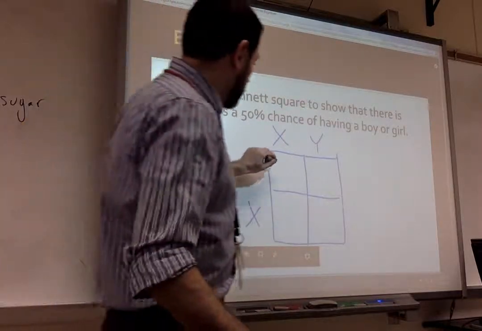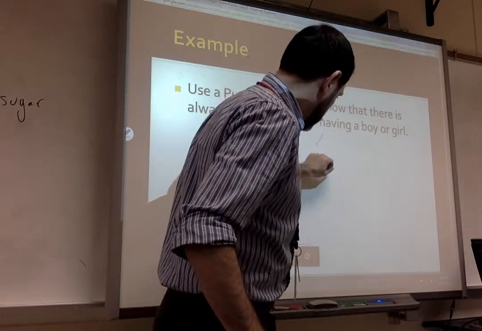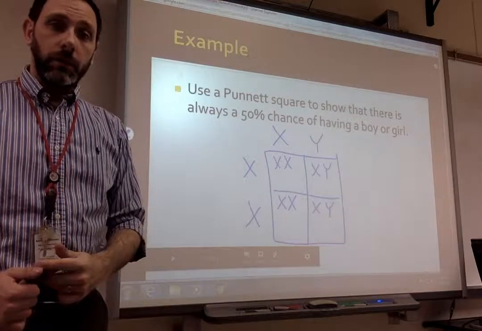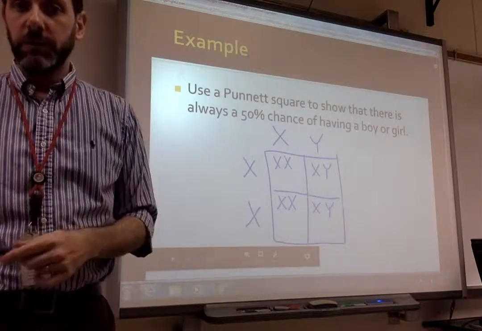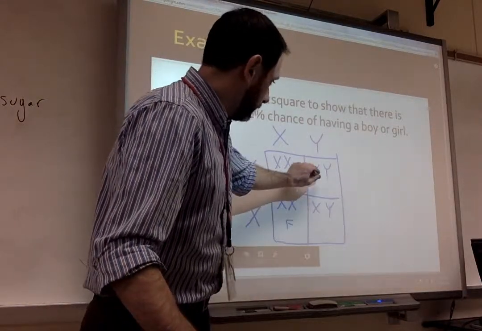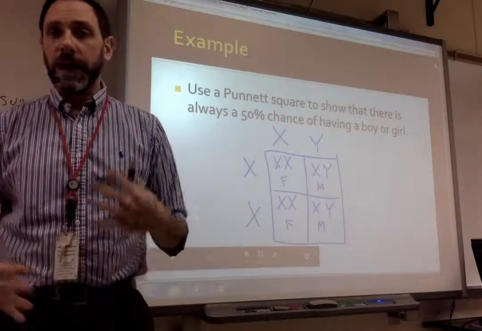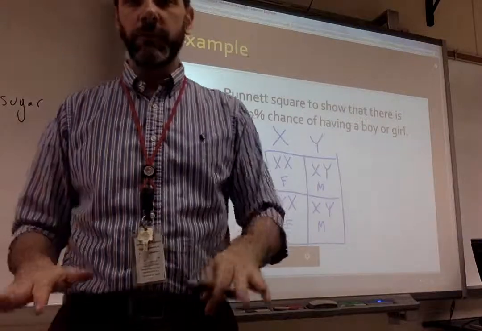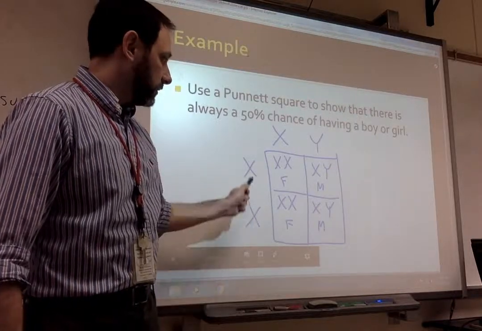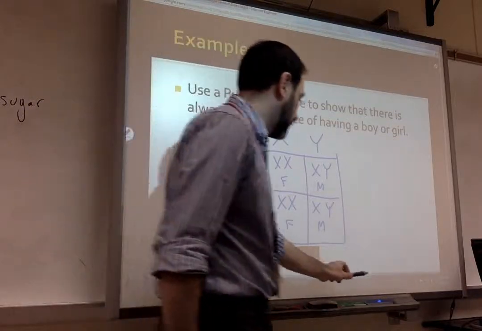So if I were to fill this in, we see that there's a split, 50% chance of female and a 50% chance of male. Okay? So that's sort of how we can use sex chromosomes. And whenever we are doing a sex-linked trait, we're always going to use these sex chromosomes. So we're always going to use two X's for the mother and XY for the father.